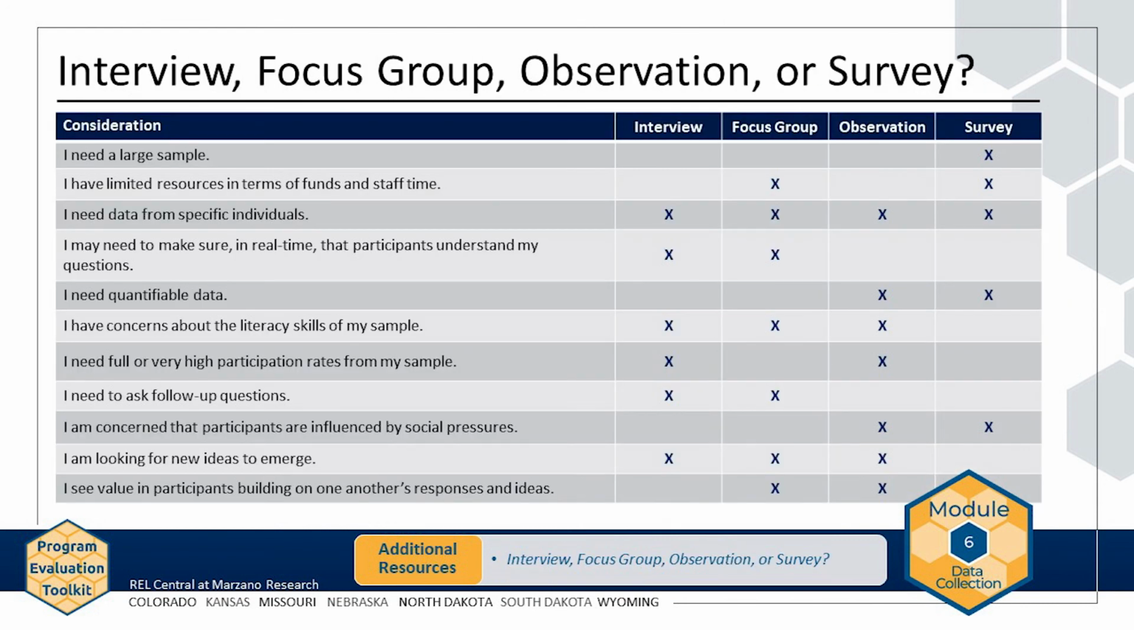Still not sure what data collection method to use in order to answer your evaluation questions? This table may help you decide based on your evaluation needs. For example, an interview is a good choice if you need data from specific individuals, if you need to make sure in real time that participants understand your questions, if you have concerns about the literacy skills of your sample, if you need full or very high participation rates from your sample, if you need to ask follow-up questions, or if you are looking for new ideas to emerge. This table is also in the handout Interview, Focus Group, Observation, or Survey, available on the Resources page of the website.